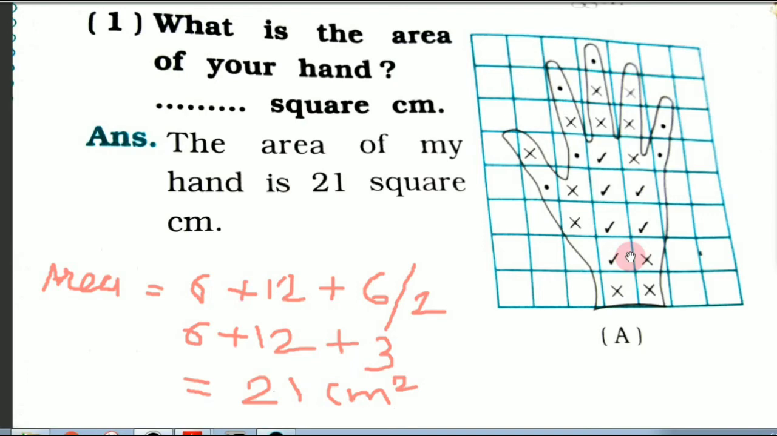Now number of more than half filled square. So we will calculate the cross. 1, 2, 3, 4, 5, 6, 7, 8, 9, 10, 11, 12. Now number of half square. Number of half square are marked with dot. So we will calculate the dot. 1, 2, 3, 4, 5, 6. Here 6. But they are half filled square, so we will divide it with 2. 6 divided by 2 is equal to 3. So 6 plus 12 plus 3 is equal to 21 square centimeter is the area of my hand.